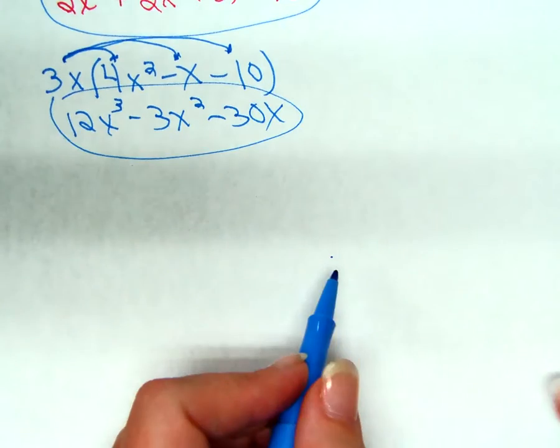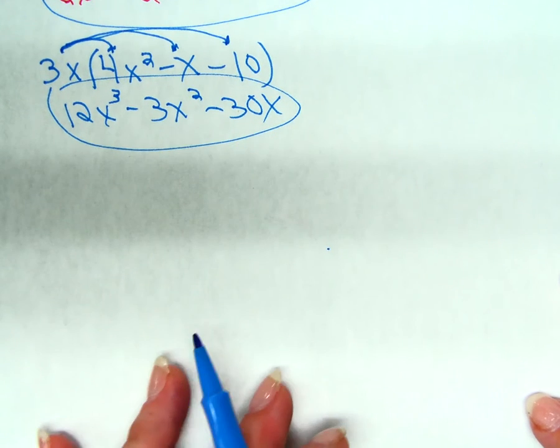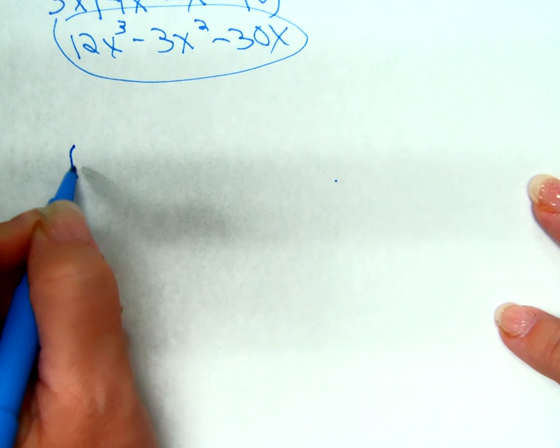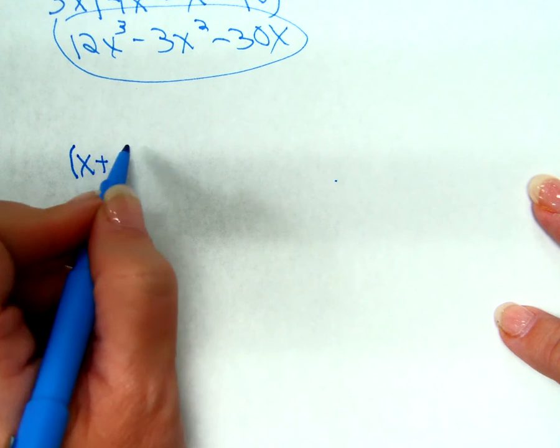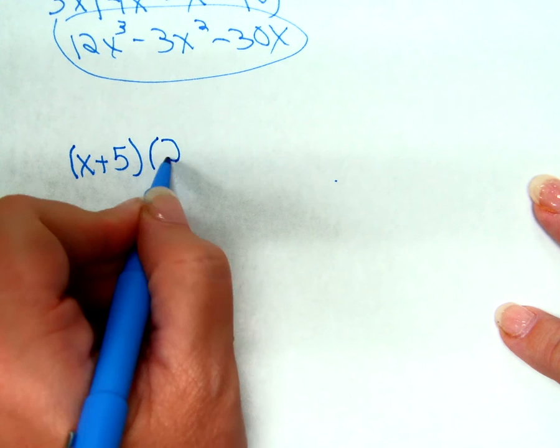Can I show you an example of why we don't say FOIL in Algebra 2? Yes? Yes, you're going to write it down. If I write it down, you write it down. Unless I tell you not to write it down. Most of the time I will not.